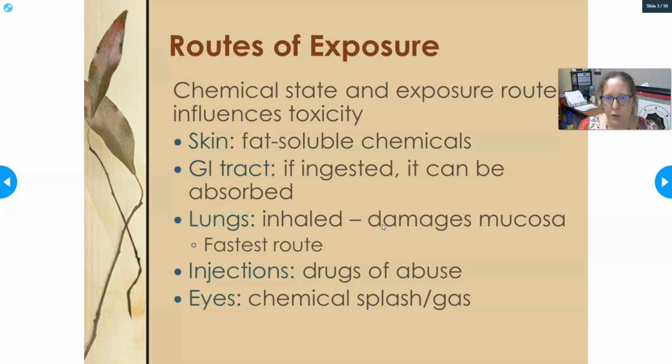So the routes of exposure are important in the influence of toxicity. For example, on the skin, the ones you need to be concerned about are the fat-soluble chemicals, because fat-soluble chemicals can easily absorb through the skin, whereas water-soluble ones will be more likely to roll off and not soak through. Anything ingested, so anything that goes into the GI tract, can be absorbed.